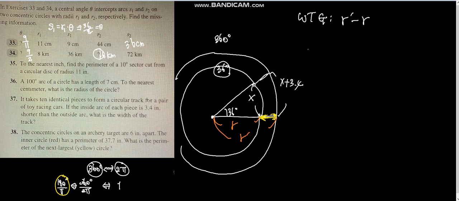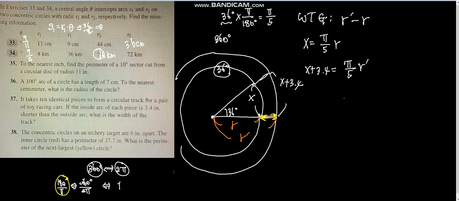Then again, what is our x? x is 36 degrees. You want to convert this into radians, right? Then what you need to do is multiply by pi over 180. Then what you get here is pi over 5, right? 36 divided by 180 is just 1 over 5. Therefore, pi over 5 times r, right? Then x plus 3.4 is pi over 5, again the same central angle, times r prime, right?